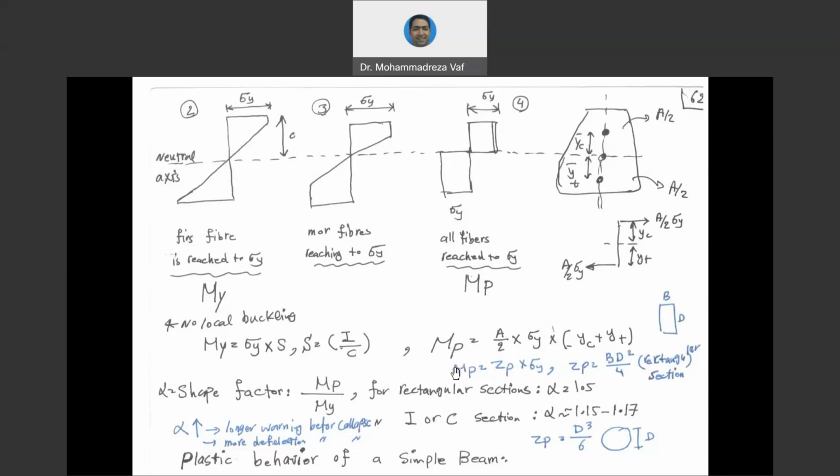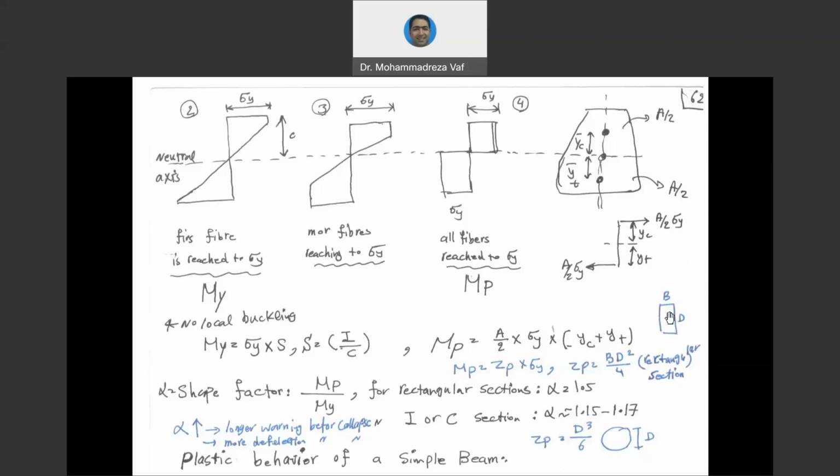For your information, Mp is always larger than My, meaning for a given cross section like a rectangular section, from the time that the first fiber reaches yield until the time that all fibers reach yield, we have a large distance. And that depends on the shape of your cross section. The ratio of Mp over My is referred to as the shape factor. Shape factor is Mp over My. And as I said, for different cross sections, this ratio has a different value.